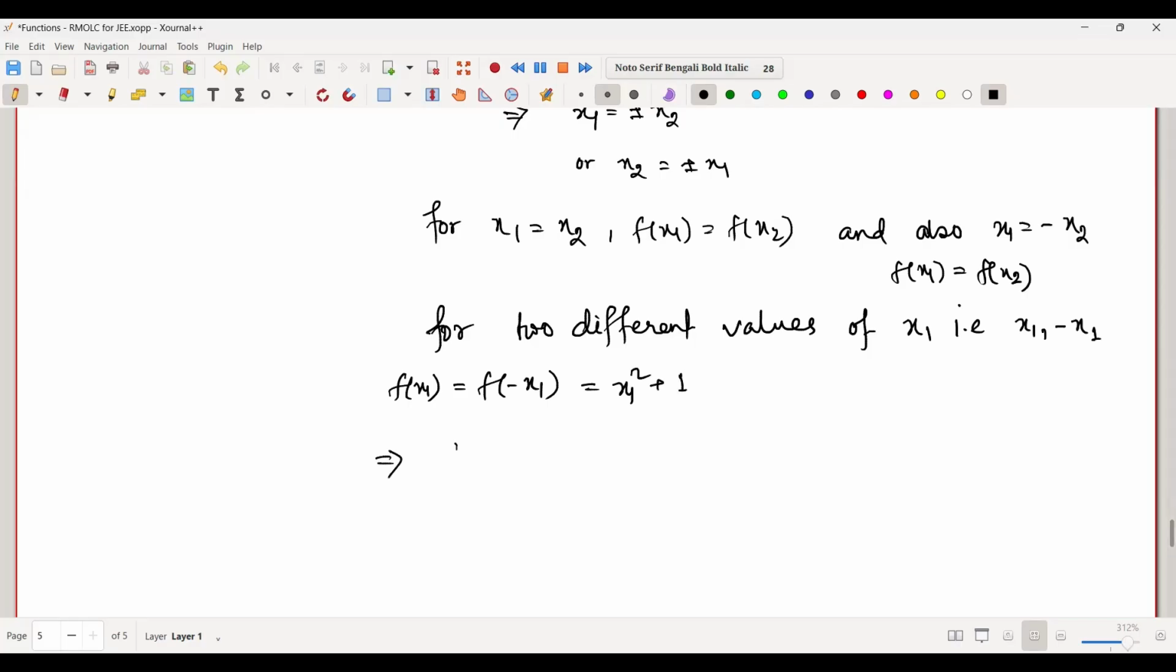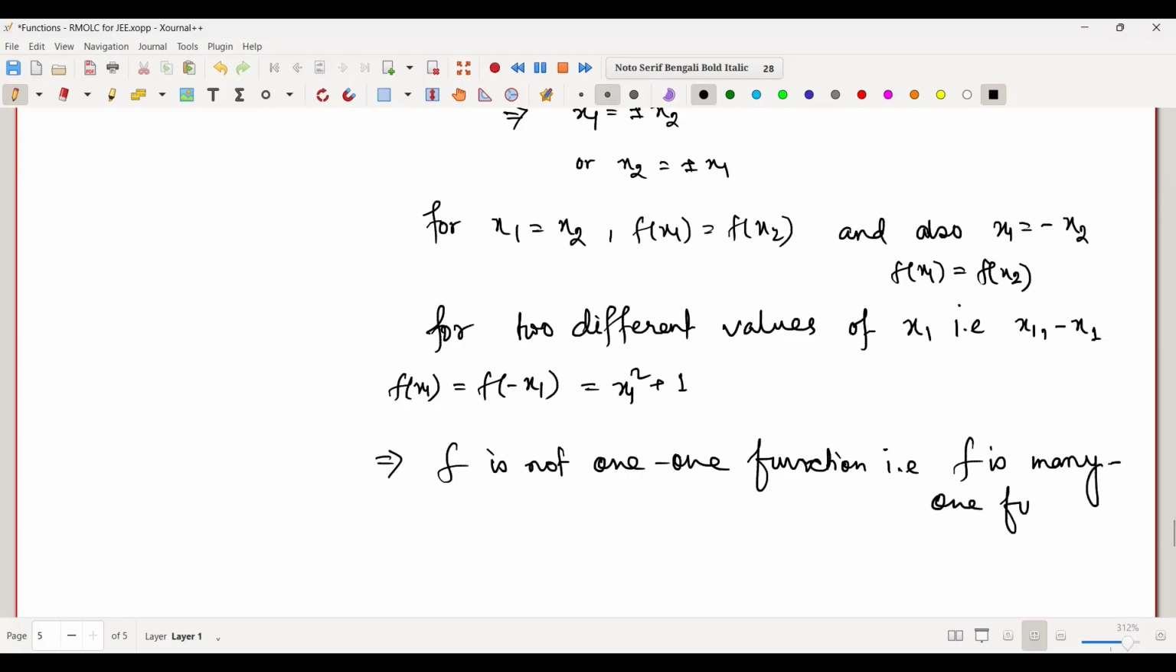So that means f is not a one-one function, that is, f is a many-one function. Many-one function. Clear?